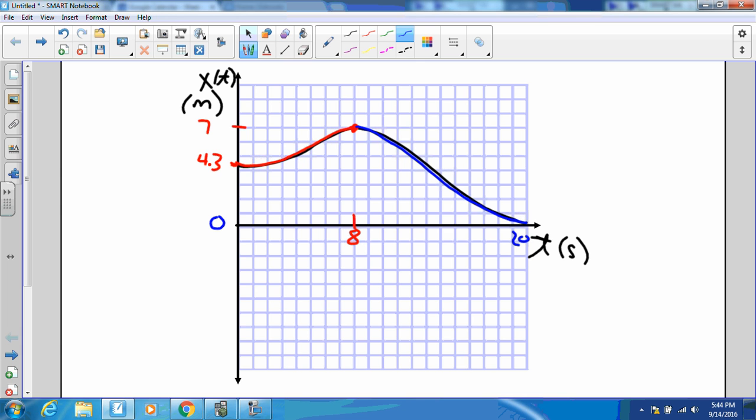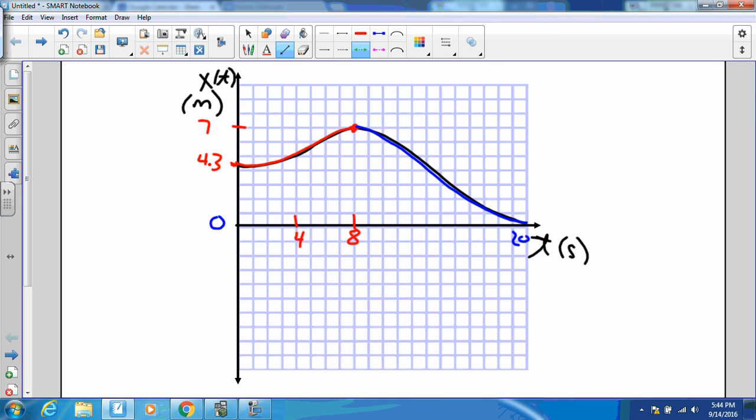And now we ask the question, well, what can we say about the velocity of the particle that's moving at different times? So let's pick a time at random. Let's say time t equals 4. What is the velocity of the particle at time t equals 4?